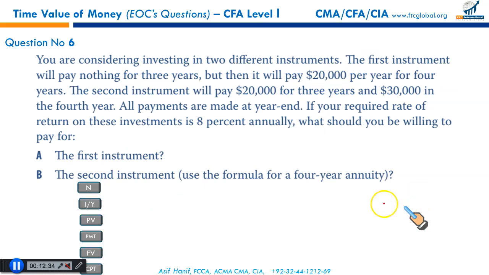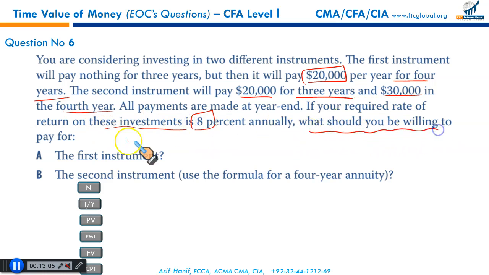Next, you are considering investing in two different instruments. The first instrument will pay nothing for 3 years, but then it will start paying $20,000 per year for the next 4 years. The second instrument will pay $20,000 for 3 years and $30,000 in the 4th year. All payments are made at the year end. If your required rate of return on these investments is 8%, what should you be willing to pay for the first instrument, and what will you be willing to pay for the second instrument?